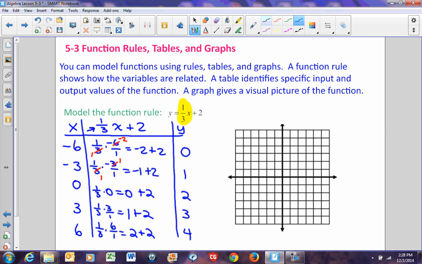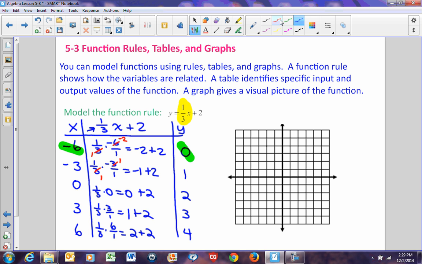Now I'm going to graph these. Remember when you graph, x first and y second. You go left and right first, up and down second. My coordinate point is right here, -6, 0. Okay, that's my first coordinate point that I'm going to graph.